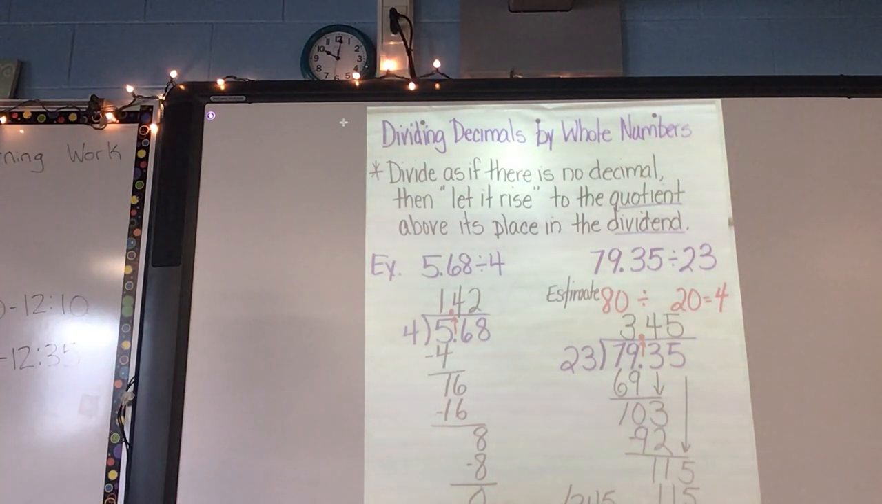We are first going to look at today dividing decimals by whole number. And it says here for our steps, divide as if there is no decimal. So there's like multiplication where we divide like normal.